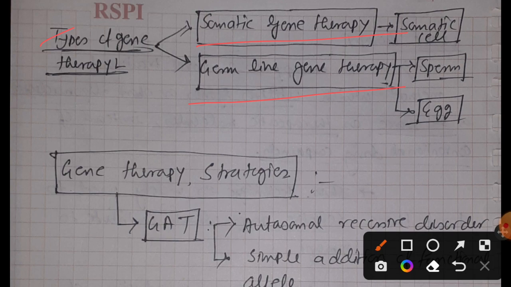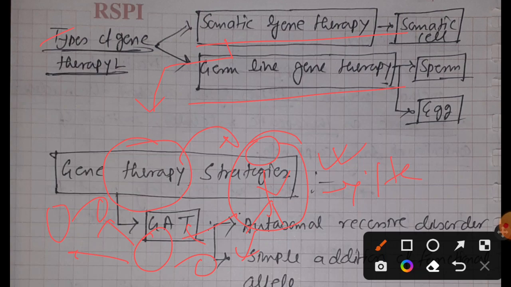So what are those disadvantages? First of all, if you insert your gene of interest that will cure your disease inside a somatic cell, then the victim only gets the advantage of that gene, okay, and he will recover, but his or her offspring will not get the opportunity to recover if the genetic disease is hereditary, okay.